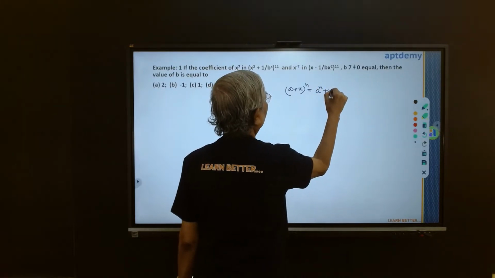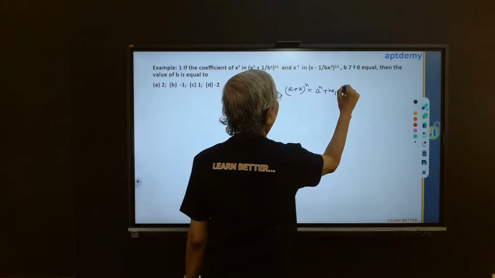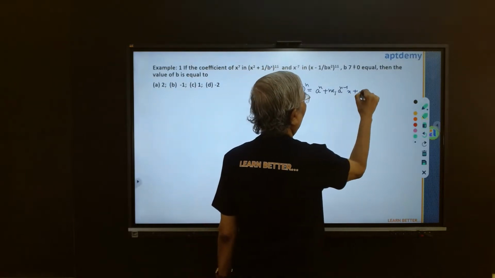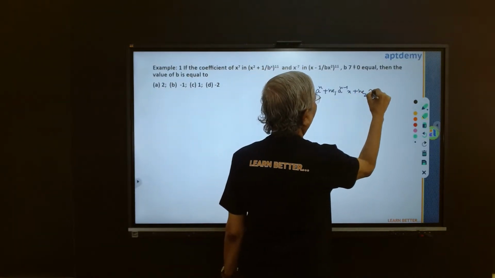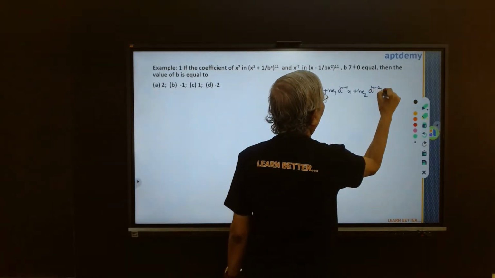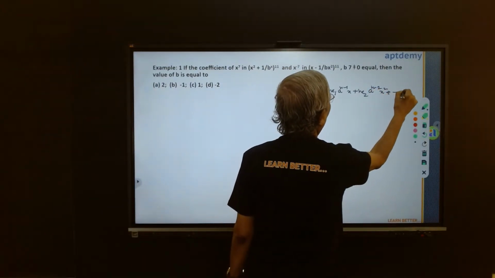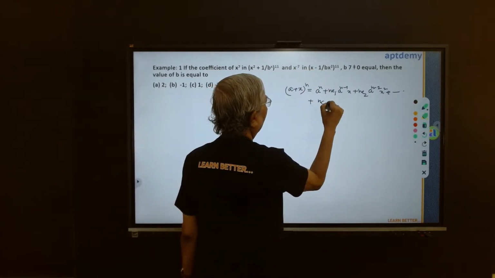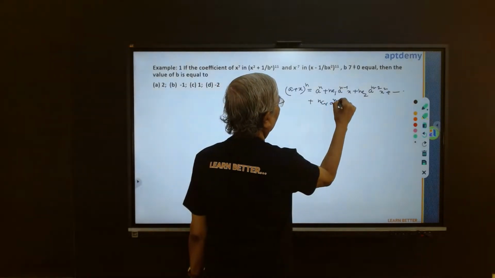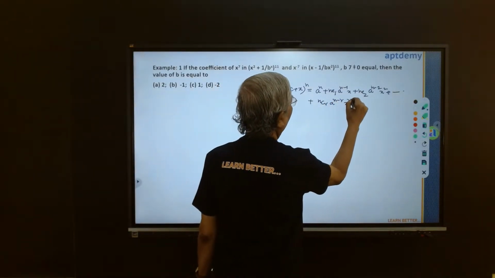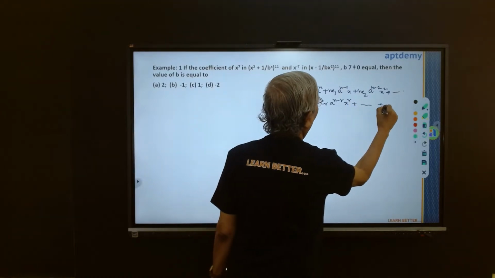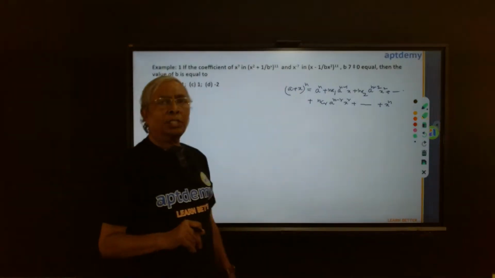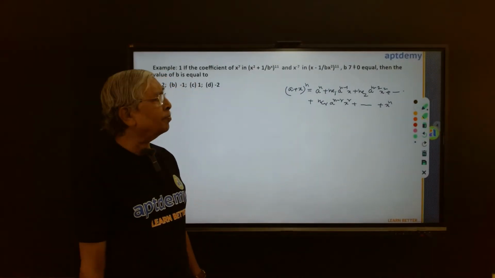Equals, when n is a positive integer, a to the power n plus nC1 a to the power n minus 1 into x, plus nC2 a to the power n minus 2 into x squared, plus and so on. The general term is nCr a to the power n minus r into x to the power r, and so on up to x to the power n. Where n is a positive integer, this is the statement of the binomial theorem.